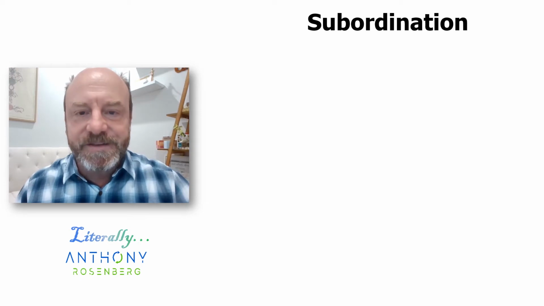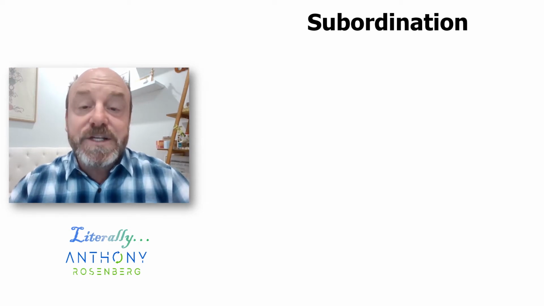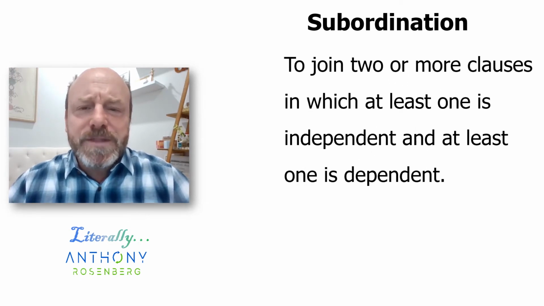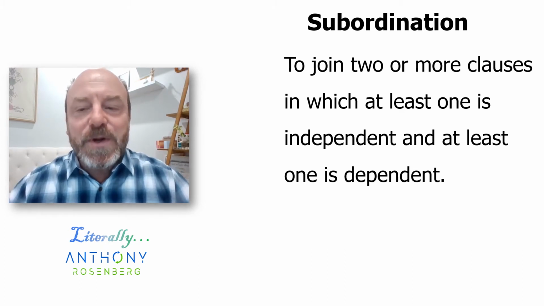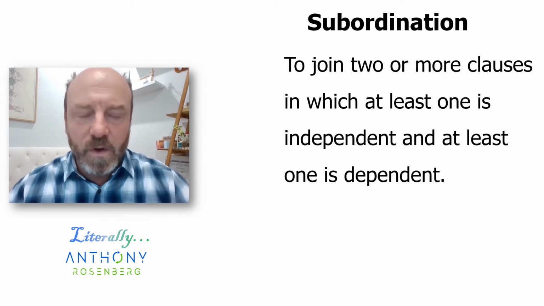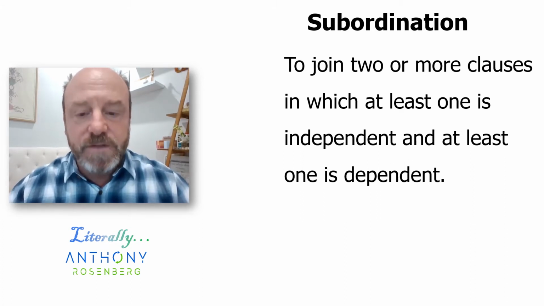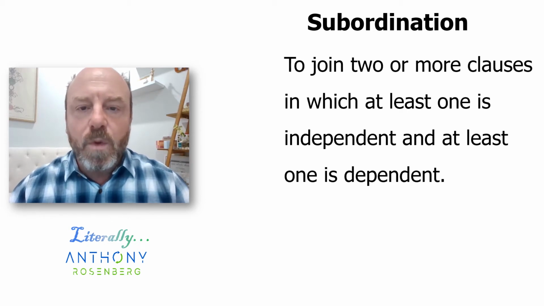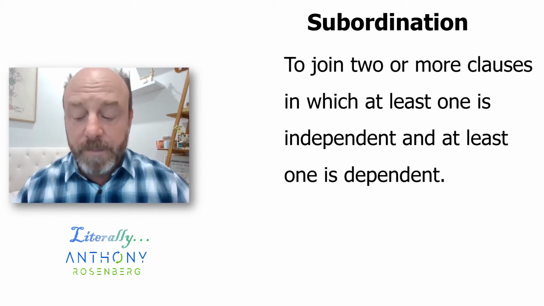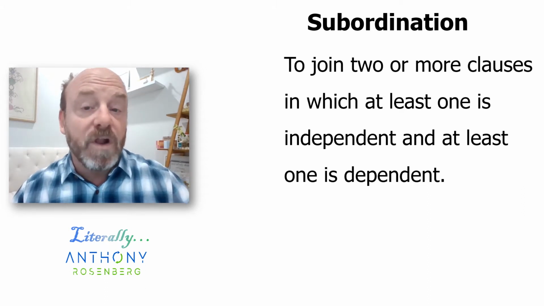Subordination, what is it? This is the dictionary definition. Everyone loves a dictionary definition, don't they? All right, to join two or more clauses, we'll be looking at those in a second, in which at least one clause is independent and at least one clause is dependent. So that means that there could be several of each of those clauses. There could be a couple of independent clauses and there could be a couple of dependent clauses. We'll be looking at simplified versions today, so usually sentences with one independent and one dependent clause, but you need to know that they can have several of either.